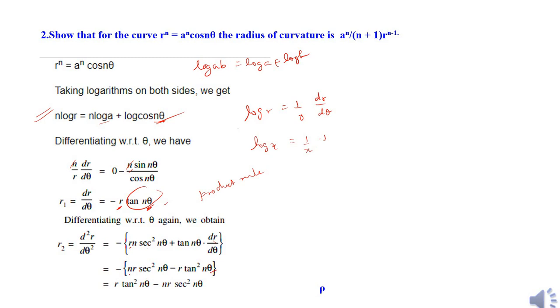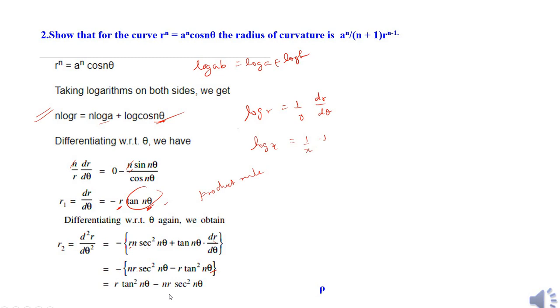And you take this minus sign inside, so you get r into tan square n theta minus secant square n theta. Now, polar form of rho is used here, taking r outside. We just substitute the values, and on simplification we have tan square n theta.